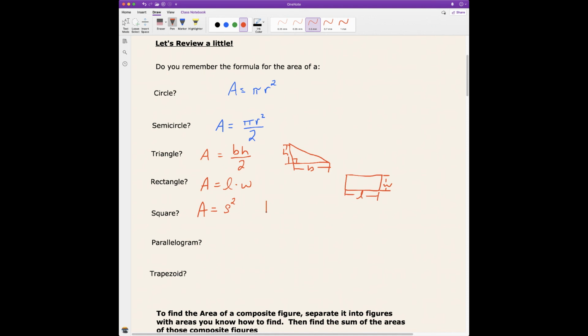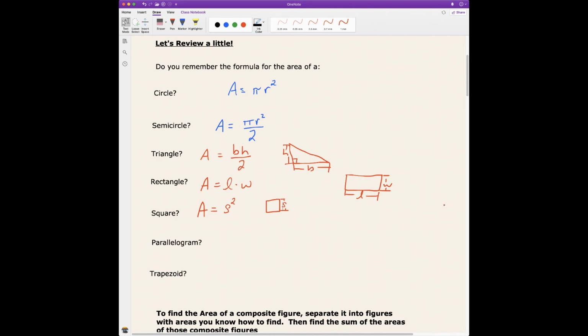So if I have a square, all 4 sides are the same length. This side length is, let's say, S. Well, all the side lengths are S. So I just take 2 of them, multiply them together.